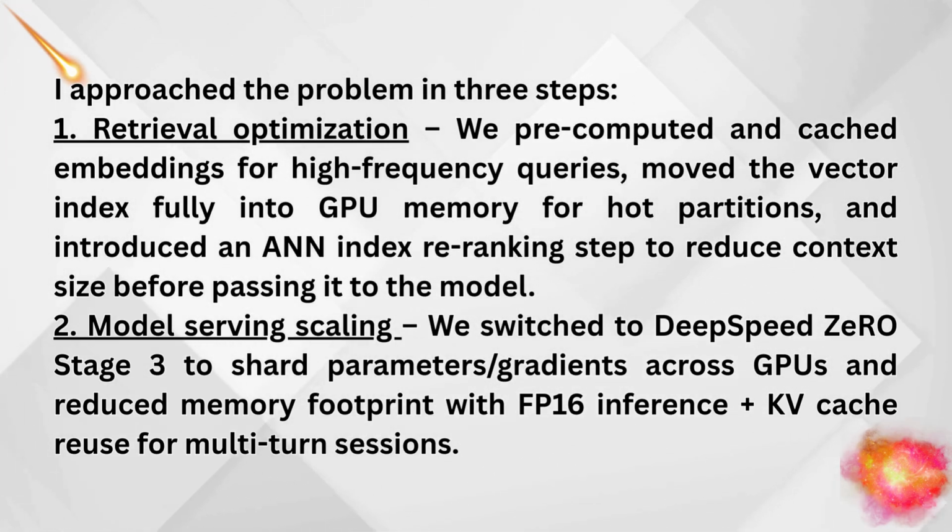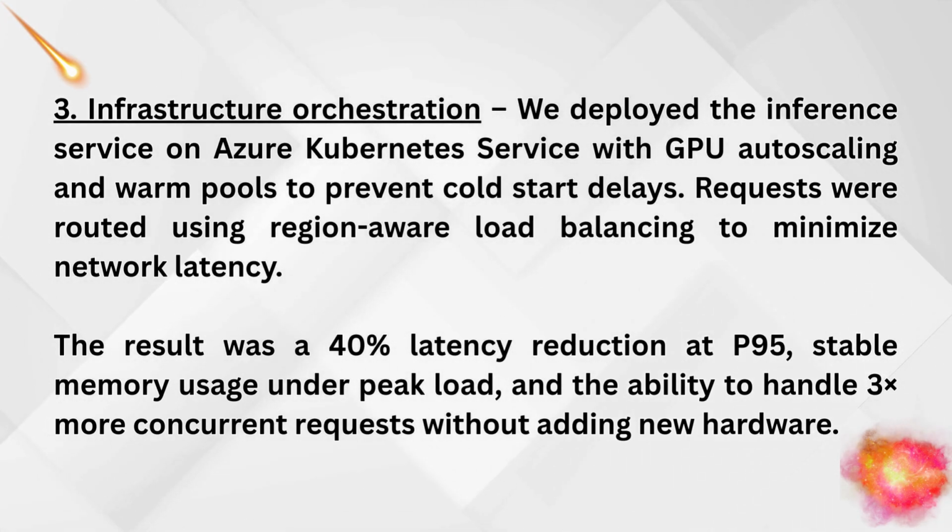I approached the problem in three steps. First, retrieval optimization. We pre-computed and cached embeddings for high-frequency queries, moved the vector index fully into GPU memory for hot partitions, and introduced an ANN index re-ranking step to reduce context size before passing it to the model. Second, model serving scaling. We switched to DeepSpeed ZeRO stage 3 to shard parameters and gradients across GPUs and reduced memory footprint with FP16 inference plus KV cache reuse for multi-turn sessions. Third, infrastructure orchestration.